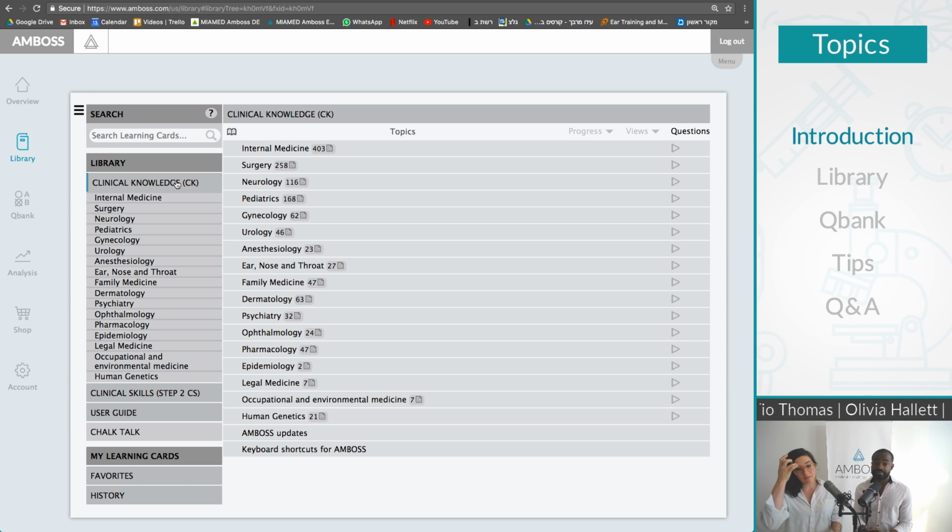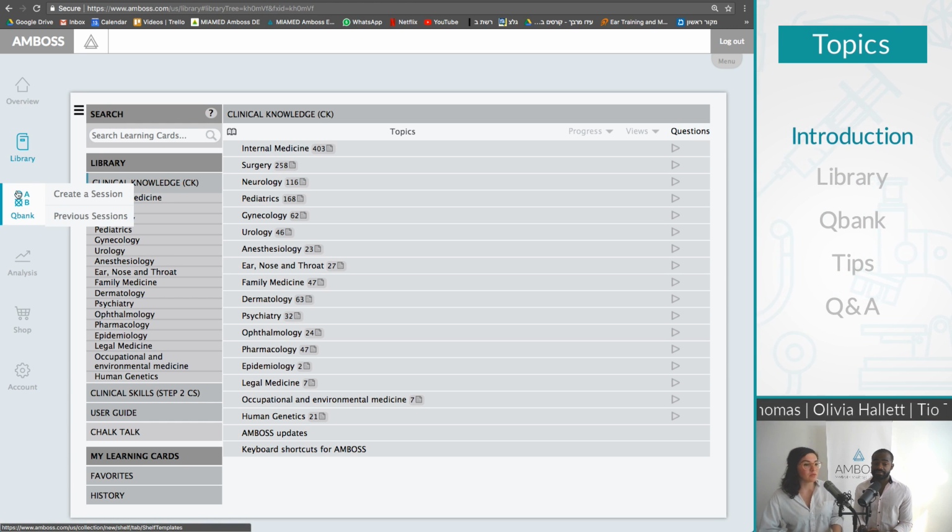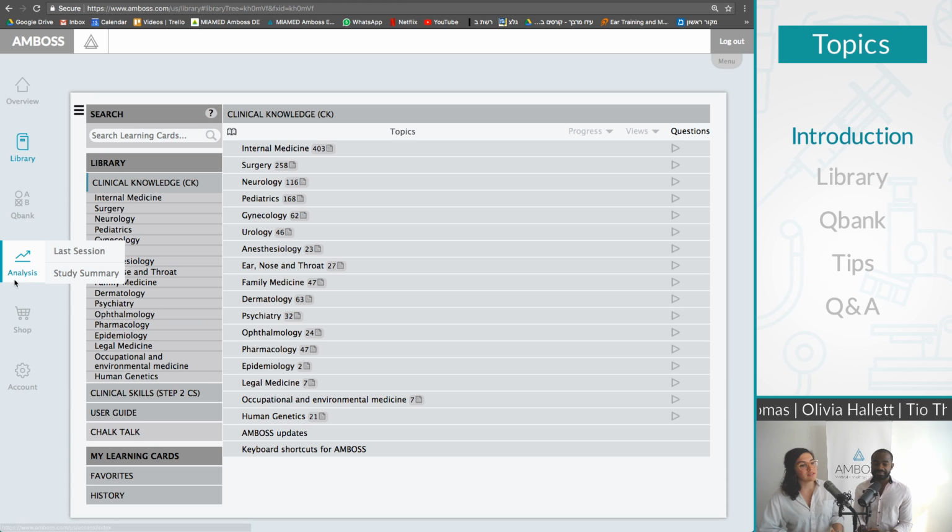So we also have, just to briefly show you, just so that we're all on the same page, we also have a Qbank, which some of you may have used before, and an analytics tool. And you can access all three of these on the left-hand side.